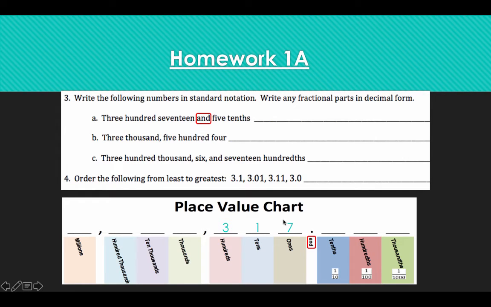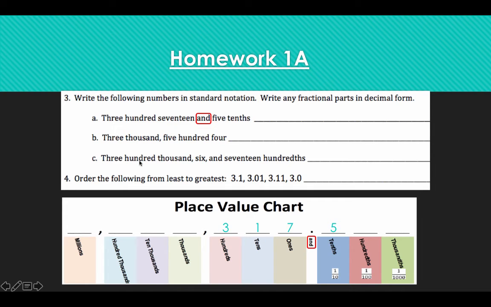Then I get back to my and. It says I have to have a 5 in the tenths place. Right there is where that number is going to stop. So I'm going to put my 5 in the tenths place. So now all you need to do is take this number and copy it into the blank up here. You are going to repeat that process with these two numbers as well.